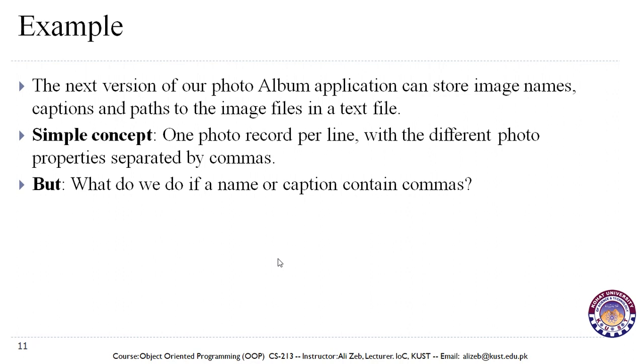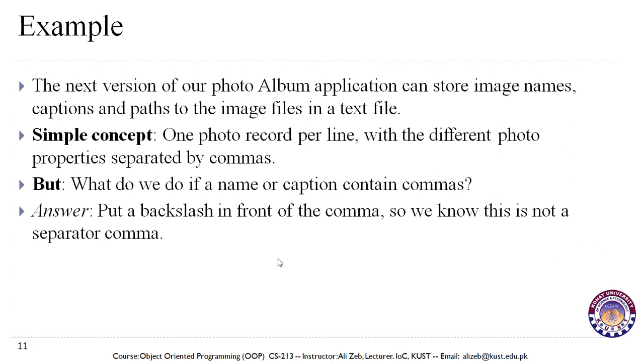But what do we do if a name or a caption contains commas? If the name actually contains a comma, then we can use a backslash. Put a backslash in front of the comma so we know this is not a separator comma. For example, this is a separator comma, but if we have a comma that is actually part of the name, then we use a backslash with that comma.